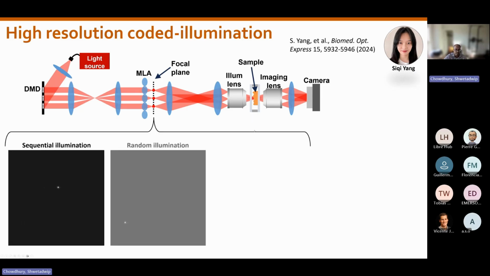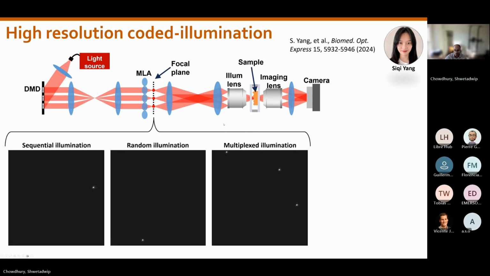So now with this system, just based on what we choose, we can either sequentially illuminate each microlens, or do random illumination, so now we don't have to worry about the inertia of the scanning mirror. What we care about most is multiplex illumination, where we activate different microlenses together, right? And that allows us to illuminate the sample with different angles at a time.